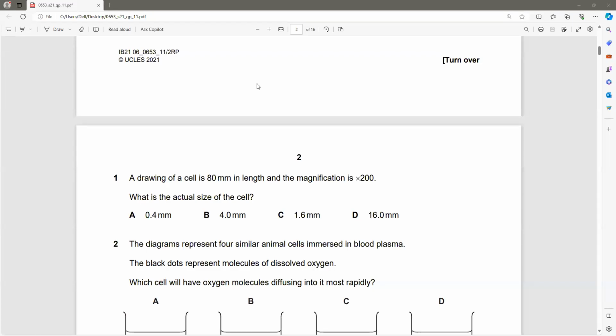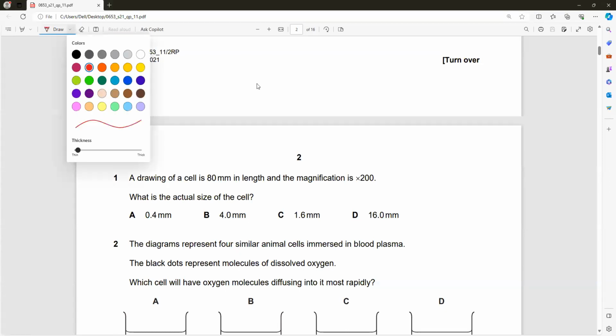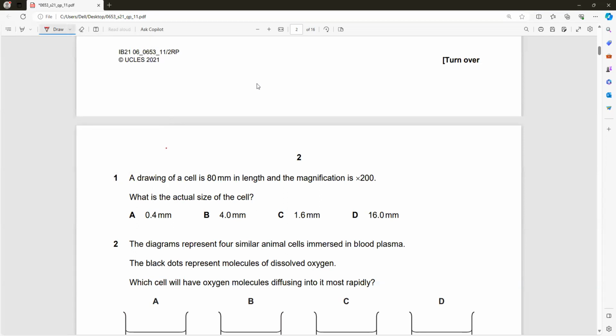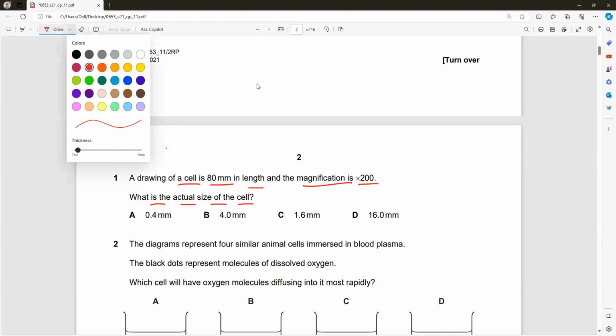Yeah. So let us start with the first question. It is related to magnification basically. Let us discuss this and finish it. A drawing of a cell is 80 mm in length and the magnification is 200 times. What is the actual size of the cell? That is what they are asking.